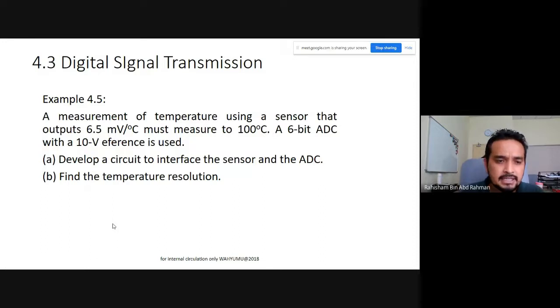Let's consider this worked example. A measurement of temperature using a sensor that outputs 6.5 millivolt per degree Celsius. So that means if it is 2 degrees Celsius, this will give us a reading of 13 millivolt. Correct? We must measure up to 100 degrees Celsius.